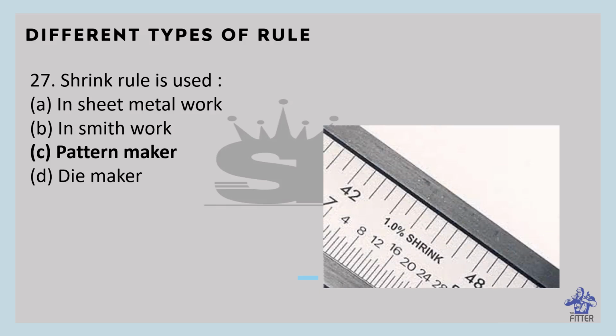The graduations are bigger in the shrink rule, because shrinkage allowance is added to each division of the shrink rule. You can observe the percentage of the shrink that is graduated on the steel rule.